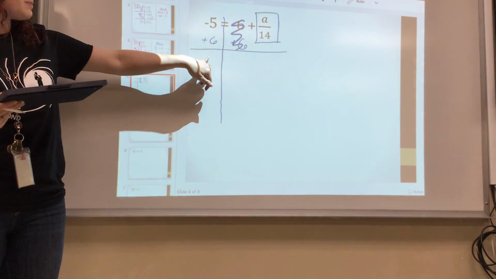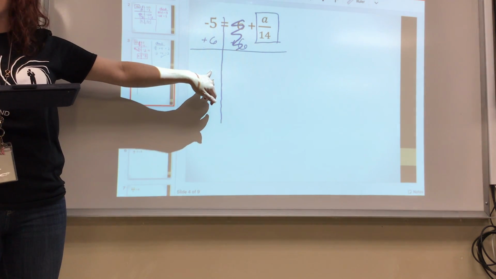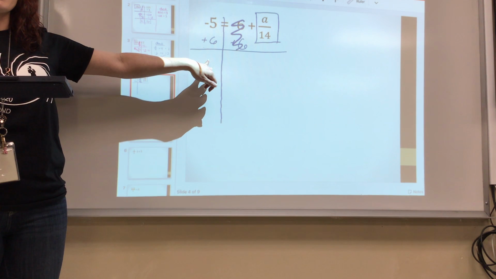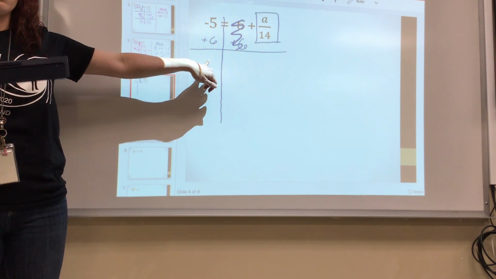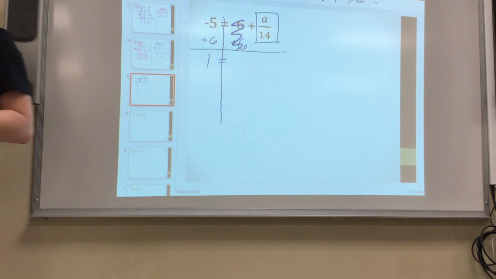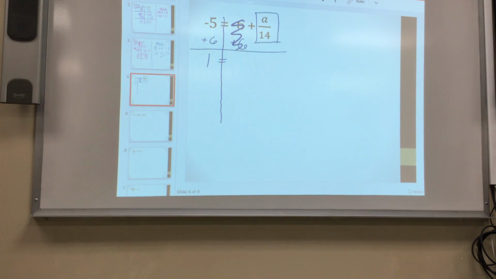So what goes in this spot is the answer to that addition problem. You don't have to rewrite the addition problem. So what should go in that spot? What is -5 plus 6? 1. It's 1. So the left side should be 1. You've got an equal sign on your line, and on the right, A divided by 14.